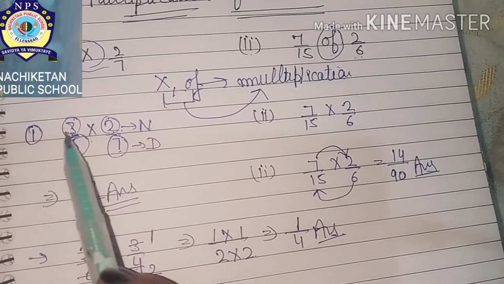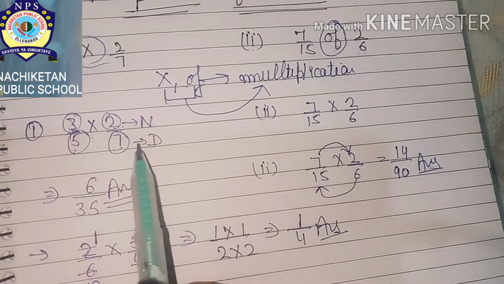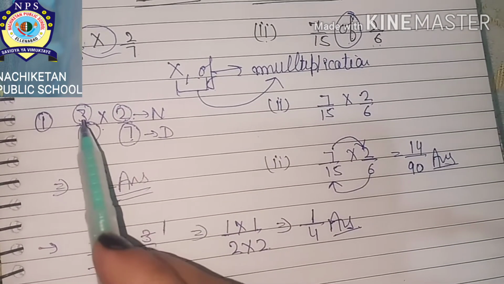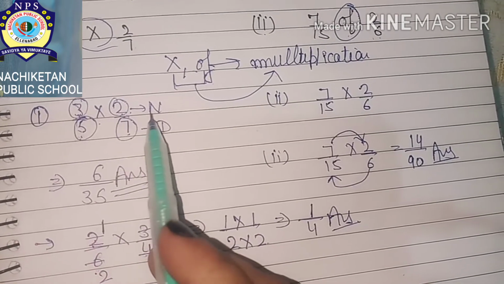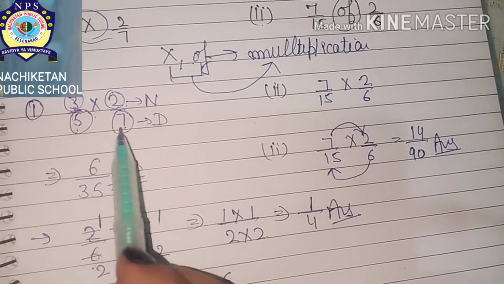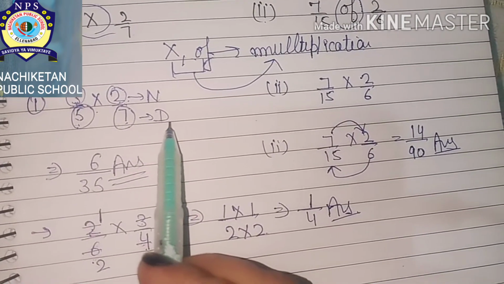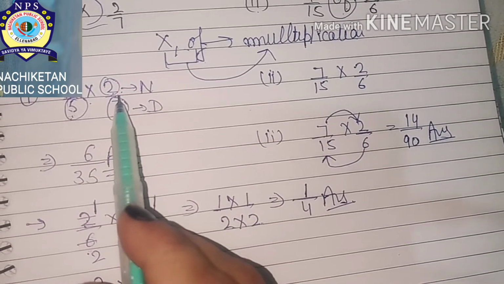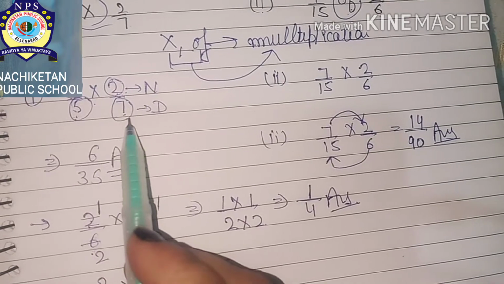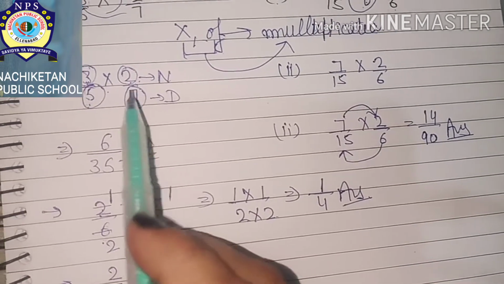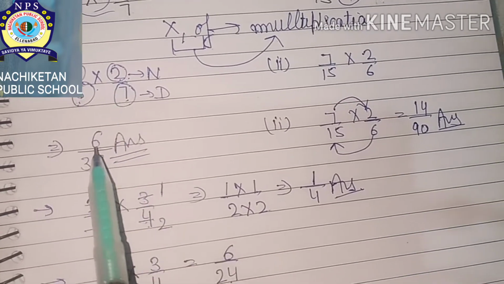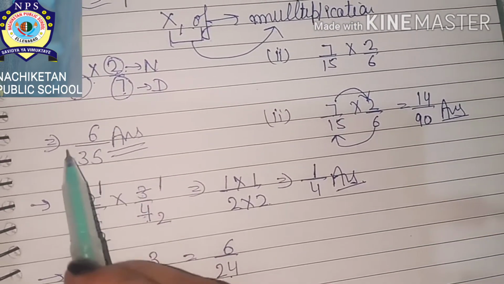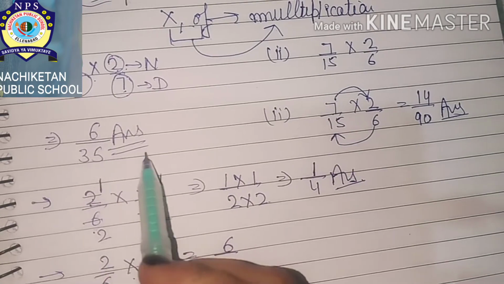Now let's take the example 3 by 5 into 2 by 7. We have to multiply these two fractions. Firstly, 3 and 2 are the numerators of these fractions, and 5 and 7 are the denominators. Clear? The numerator is multiplied by the numerator and the denominator we will multiply with the denominator. That means 3 into 2 will be 6 and 5 into 7 will be 35. And this 6 upon 35 is your answer.